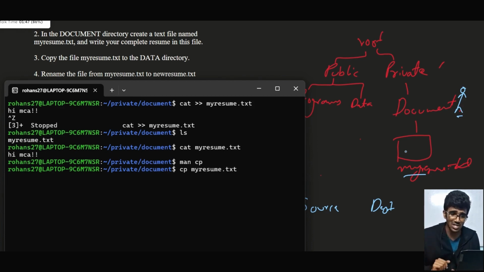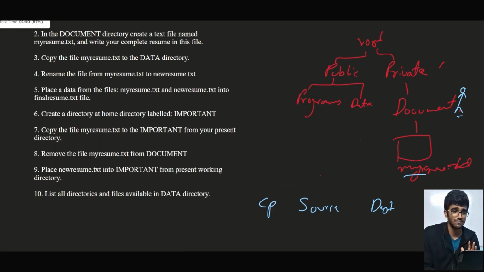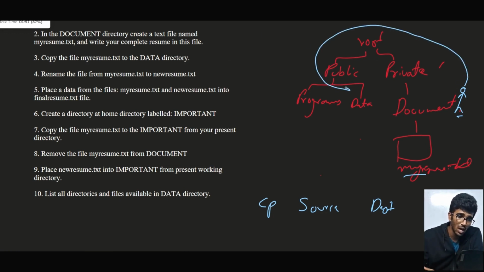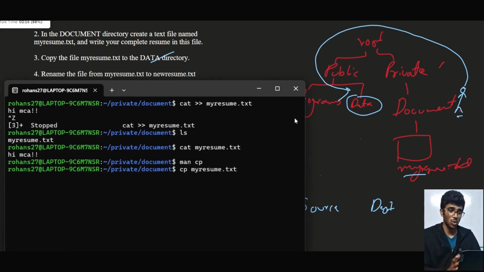But the destination is kind of a problem over here. For the destination, you have to move from here all the way to here. That is, you need the address of data to paste something in data. So instead of manually writing the whole address, let's go to data. I'm deleting this for now.